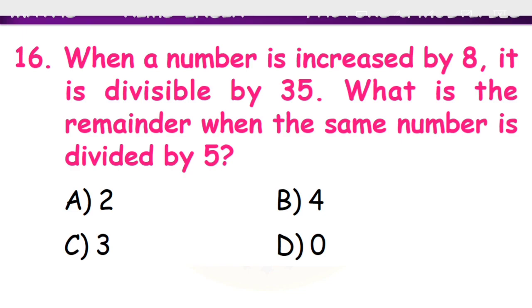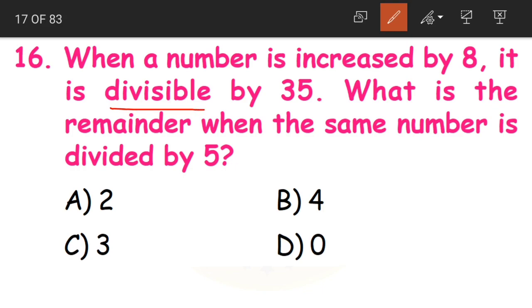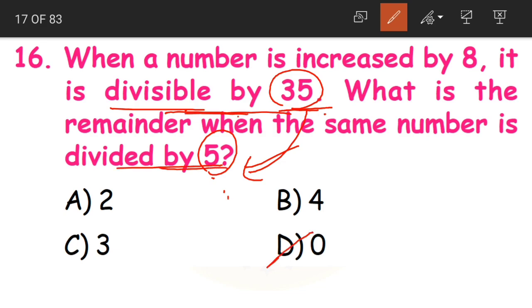The next one. When a number is increased by 8, it is divisible by 35. What is the remainder when the same number is divided by 5? Now see, when the number is divisible by 35, now is 35 divisible by 5? Yes. So even when the number is divisible by 35 and 35 is divisible by 5, the whole number when divided by 5 will also leave the remainder 0.